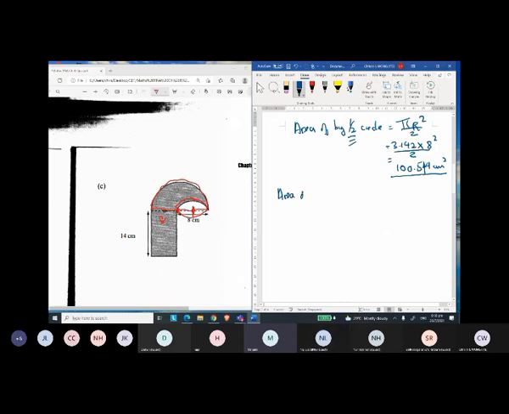Area of the half small circle equals pi r square divided by 2. 3.142. What is r? 4. Very good. 4 square divided by 2. Calculator: 4 square is 16, 8 times 3.142 is 25.136. So 25.136 cm square, is it? Yes, it is correct.